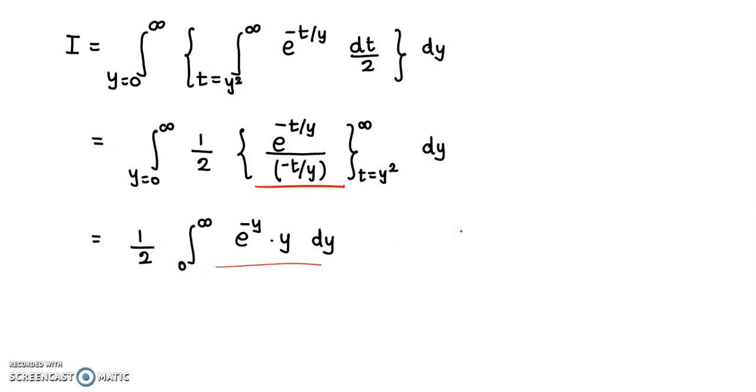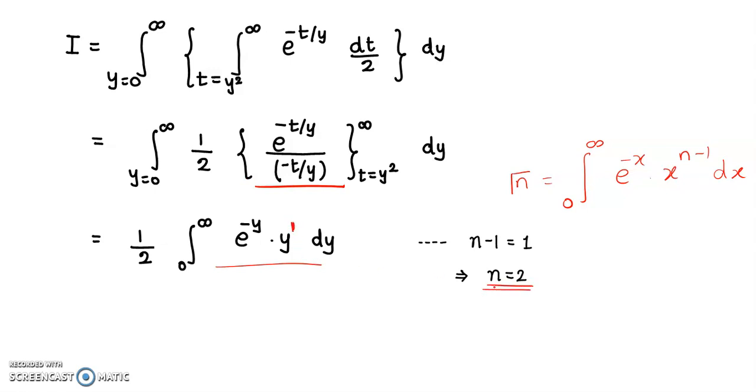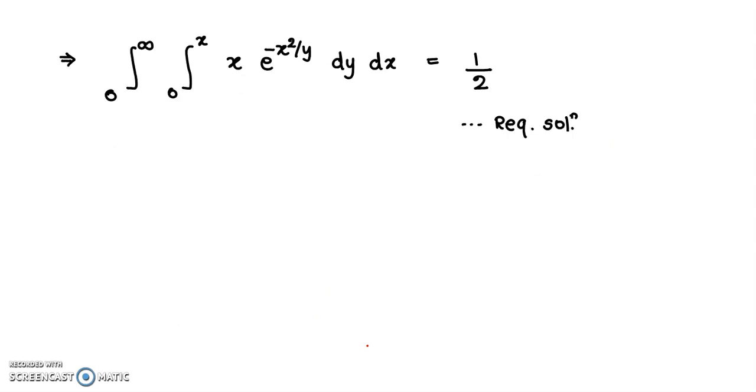If we compare this integration with the standard gamma function form, gamma n is integration from 0 to infinity e raised to minus x, x raised to n minus 1 dx. So we can compare it with the general gamma function. So n minus 1 is equal to 1, which implies n is equal to 2. So that integral can be written in terms of gamma n, where n is equal to 2. Since 2 is an integer, the value of gamma 2 is equal to 1, and the required answer is obtained.